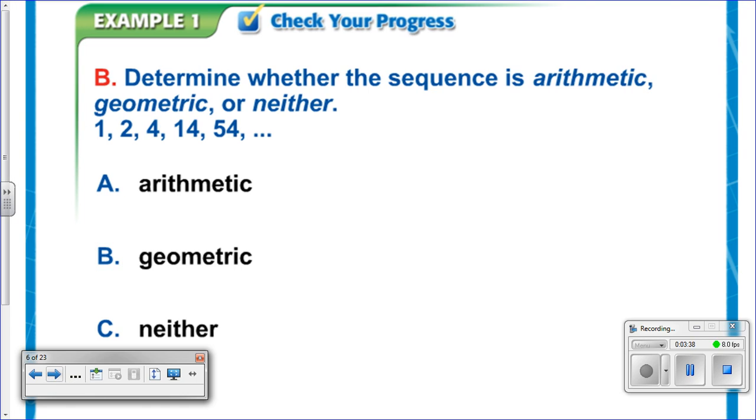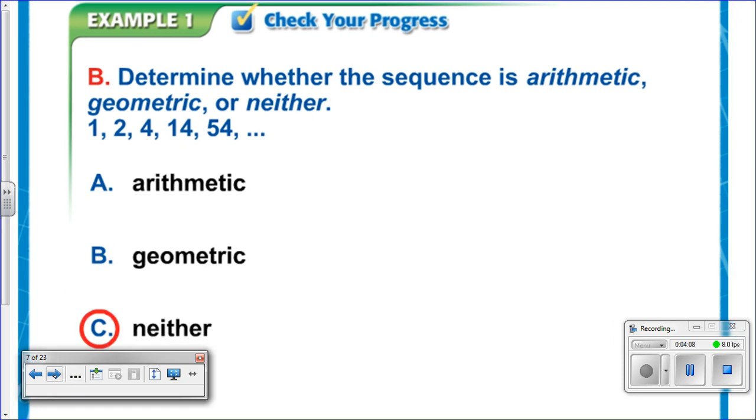Determine whether the sequence is arithmetic, geometric, or neither. So let's try again. If I add 1, I get 2. If I add 2, I get 4. Yeah, that doesn't work. Doesn't give me 14. So it's definitely not arithmetic. Let's see. To get from 1 to 2, I would have to multiply by 2. If I multiply by 2, I do get 4. But if I multiply by 2, I do not get 14. So it's not geometric. It must be neither. And it is.